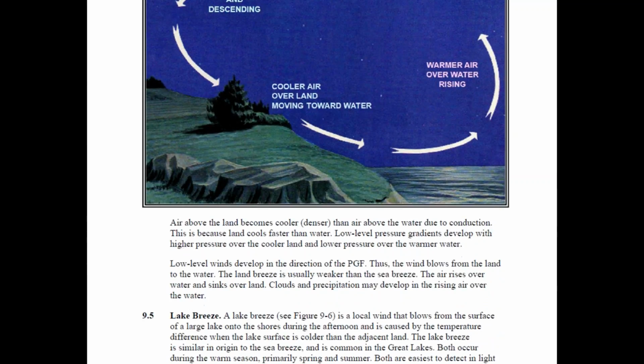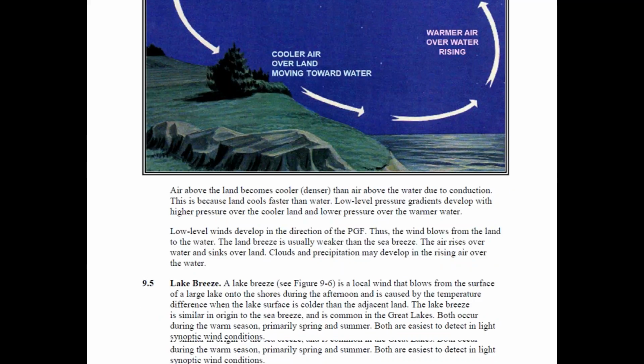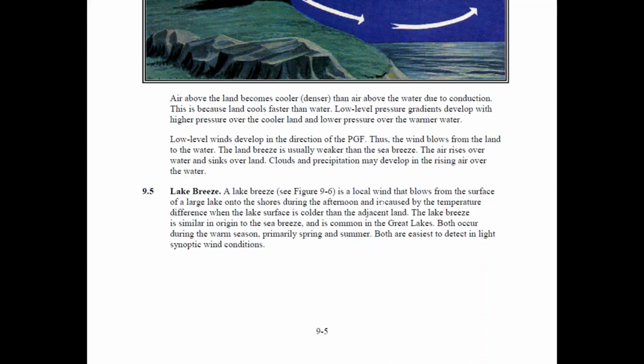Air above the land becomes cooler, denser than air above the water due to conduction. This is because land cools faster than water. Low-level pressure gradients develop with higher pressure over the cooler land and lower pressure over the warmer water. So that creates the land breeze going out to sea. We already looked at that.